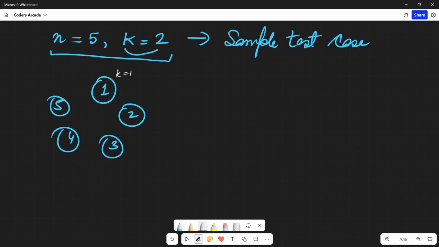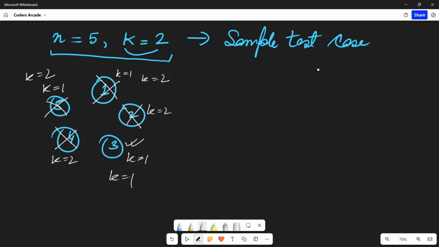Say k equal to 1, then we have k equal to 2. As soon as you get the count k equal to 2, you have to eliminate that person from the circle. Okay, so then the next count will start from here. So k equal to 1, k equal to 2. So this is gone. And finally, you can see the k will start from here, right? k equal to 1. So this is k equal to 2. This one is gone. And now it starts from here. So here it is k equal to 1 and k equal to 2. So in the end, we are left with 3. So for n equal to 5, the winner is 3.